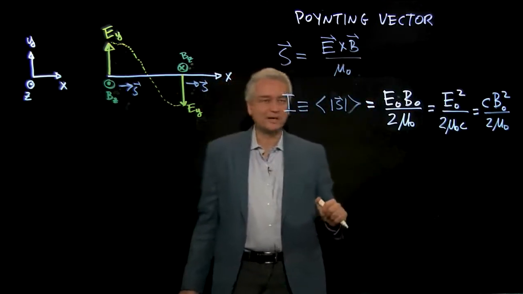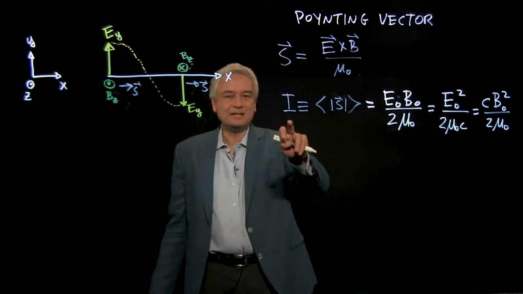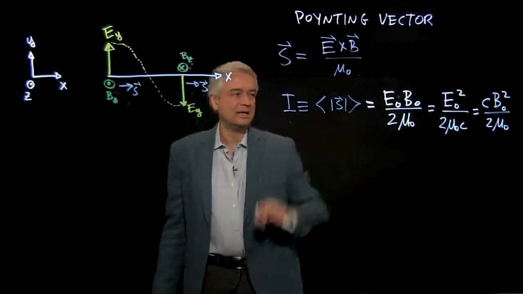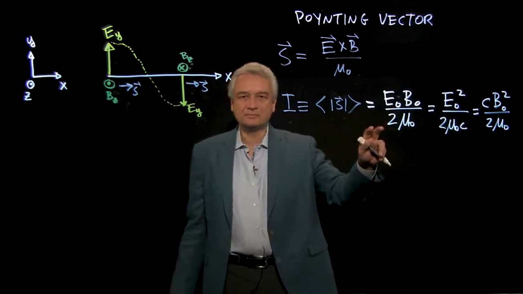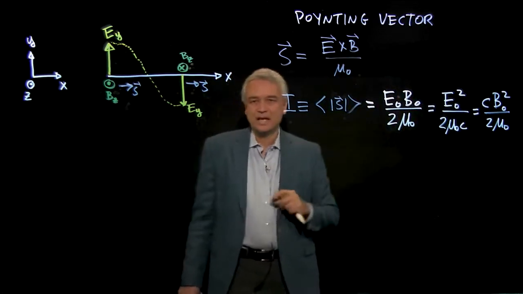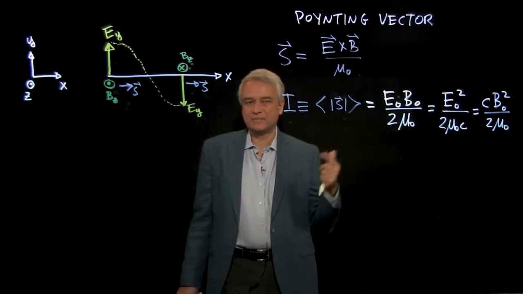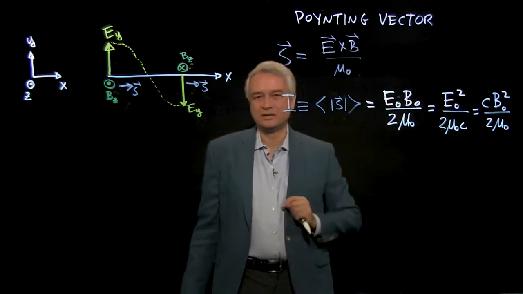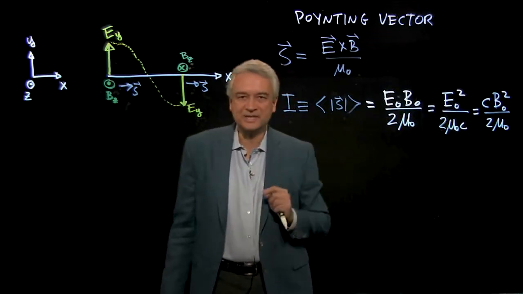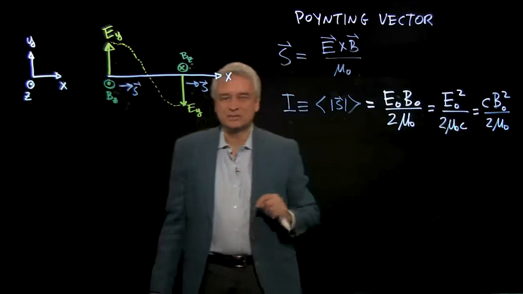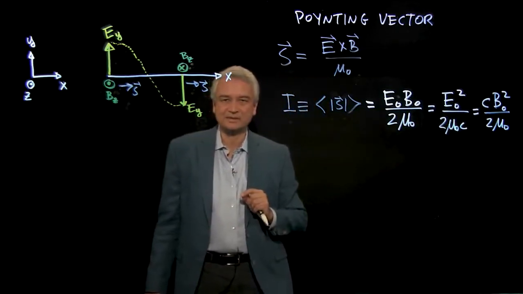And what you see here is that the intensity, or the time average of the Poynting flux, is given by E naught B naught times a constant, or by E naught squared, or by B naught squared times a constant. And this should ring a bell, because remember that E squared was the energy density of the electric field, and B squared was the energy density of the magnetic field.